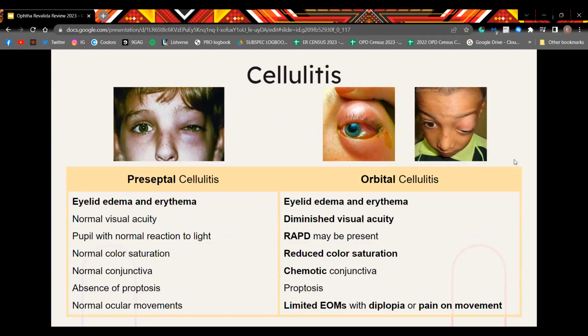Then you can also have chemosis sa conjunctiva and proptosis due to involvement of the soft tissue sa orbit. And as well as yung limited yung extraocular muscles mo. Again, due to involvement ng soft tissue sa orbit mo. Okay? Ito pala medyo specific tong finding na to, yung pain on movement. So pag ginagalaw ng patient yung mata niya, looks up, looks down, looks left, or looks right, sumasakit siya. So that indicates involvement na nung orbital structures mo.